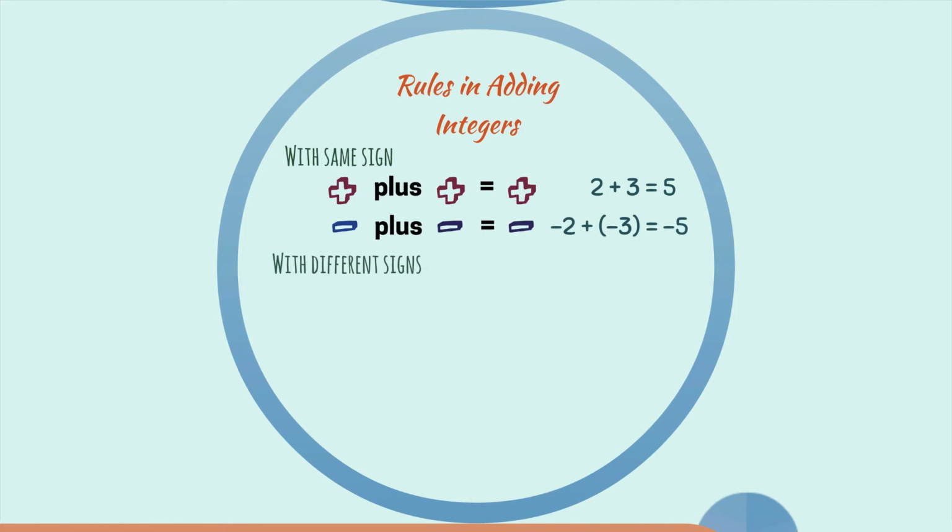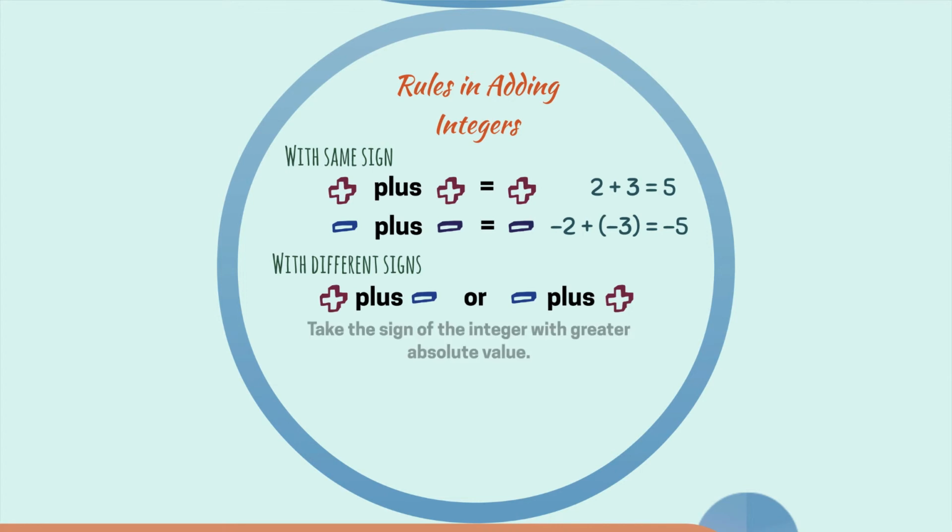Let's now move to the rules in adding integers with different signs. How do we add positive integer plus negative integer, or negative integer plus positive integer? Of course, you know how to add them using the 2 methods, but what is the rule? We subtract whichever has the smaller absolute value from the one with greater absolute value, and take the sign of the integer with greater absolute value.